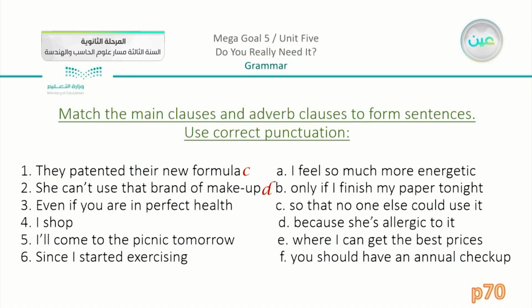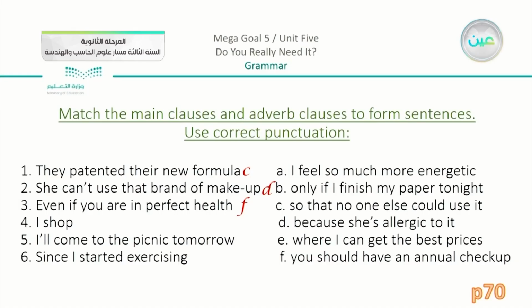Then we have the second one, number 3, even if you are in perfect health. So we have something concerning health here. Which one can we see? We see that something concerning health is going to be F. Why? Because we have your annual checkup. So our complete sentence: even if you are in perfect health, you should have an annual checkup.